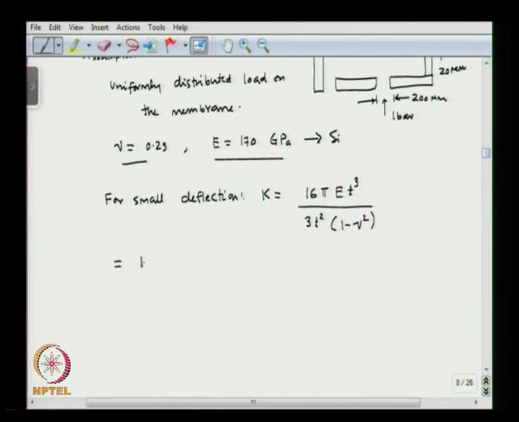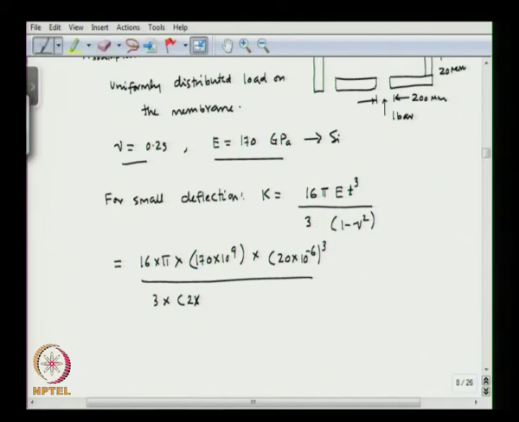So, we can plug in the values. 16 into pi into 170 into 10 to the power 9, and thickness is 20 micron, divided by 3 into r square. The diameter is 4 millimeter, so the radius is 2 millimeter, into 1 minus 0.25 square. So, we will get the spring constant as 6.08 into 10 to the power 3 Newton per meter.